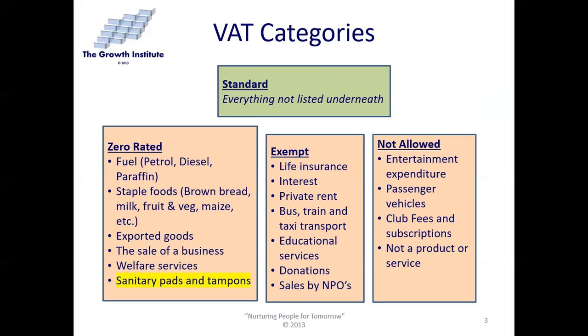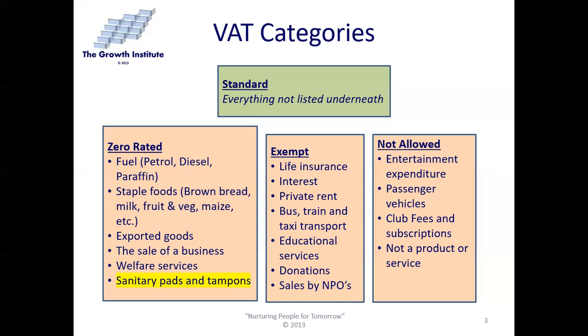Certain things are exempt from VAT. That would be life insurance. All interest is exempt from VAT. Private rent, not business rent. Business rent is just standard, but private rent is exempt. Bus, train, and taxi transport is exempt, but if you want to travel by plane, that's not exempt. Educational services is exempt from VAT. Donations is exempt from VAT, and all sales by non-profit organizations are exempt from VAT.